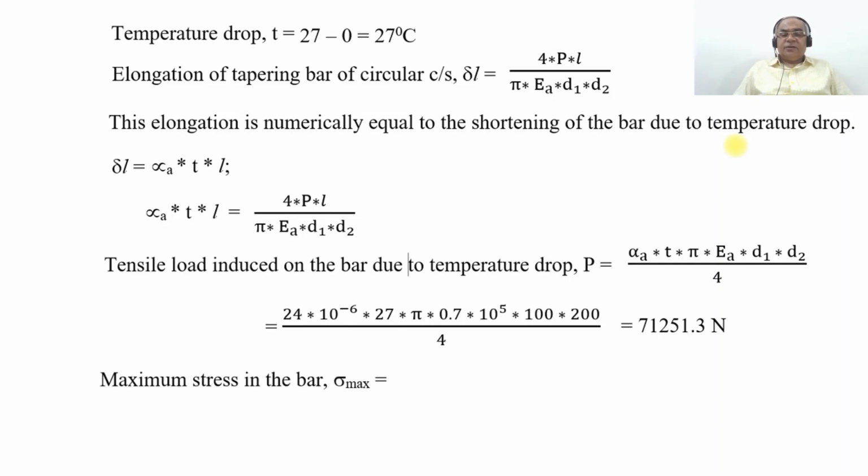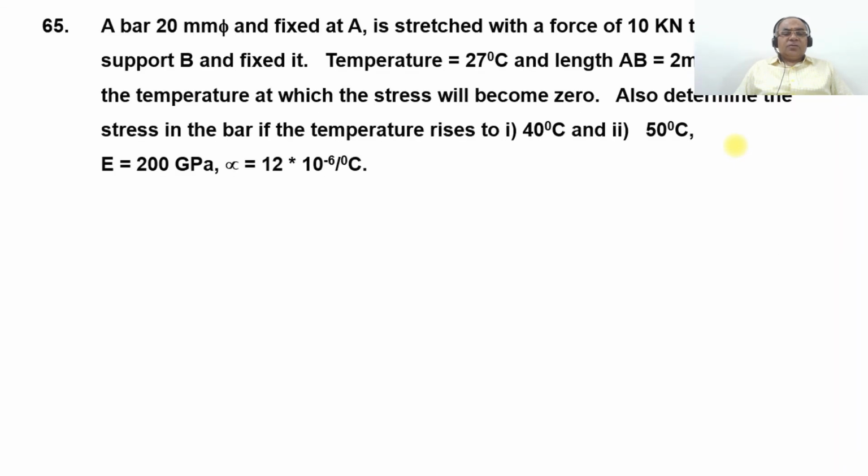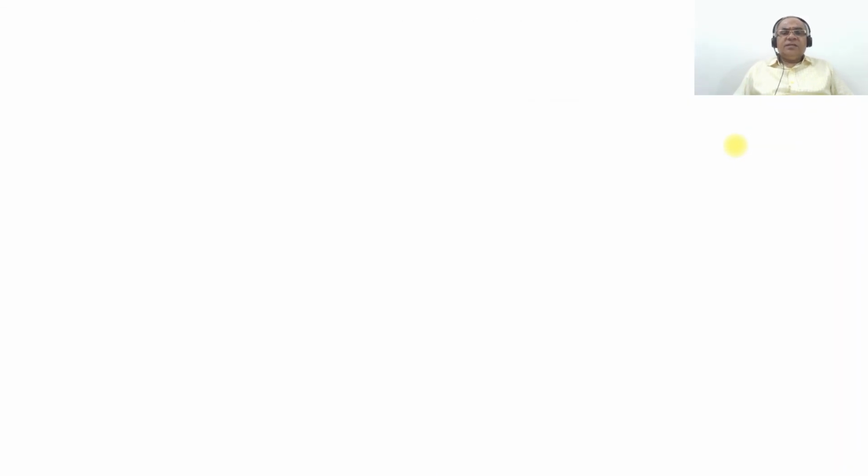Sigma max will be equal to P by the least area of cross section. So what is that? P is 71,251.3 divided by the least area of cross section, pi by 4 into 100 square, which will be equal to 90.72 Newton per mm square. So this is how you will be able to solve this problem.